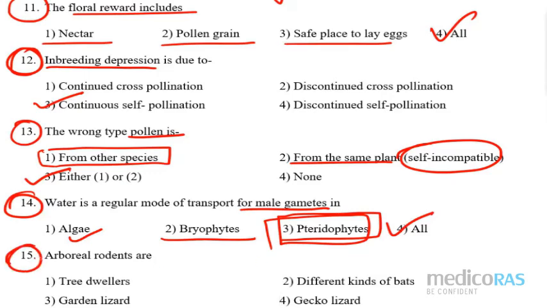Next question is 15. Arboreal rodents, these are what? Tree dwellers. Please remember this one, tree dwellers. I hope you know, and if you are fond of watching Discovery Channel, then definitely you know this answer, right? Tree dwellers. So till 15 we have completed. Now let's check the other questions as well.